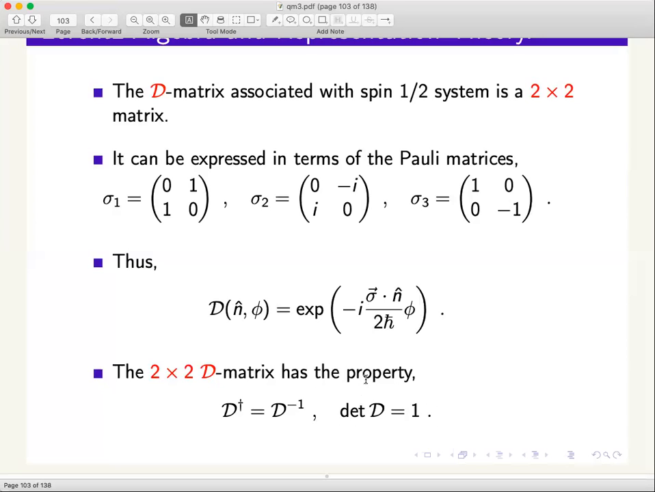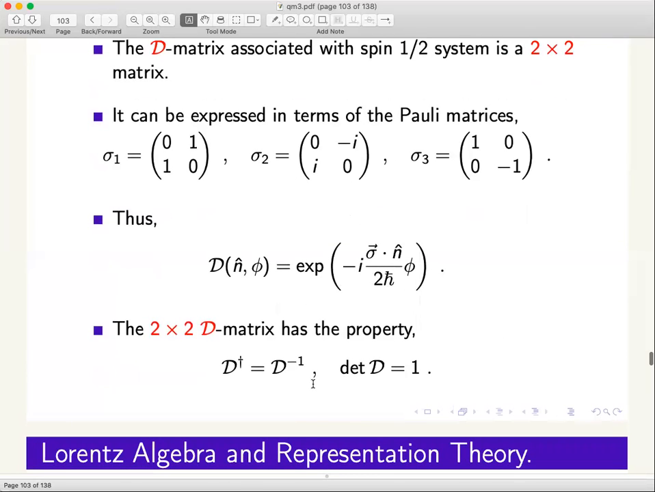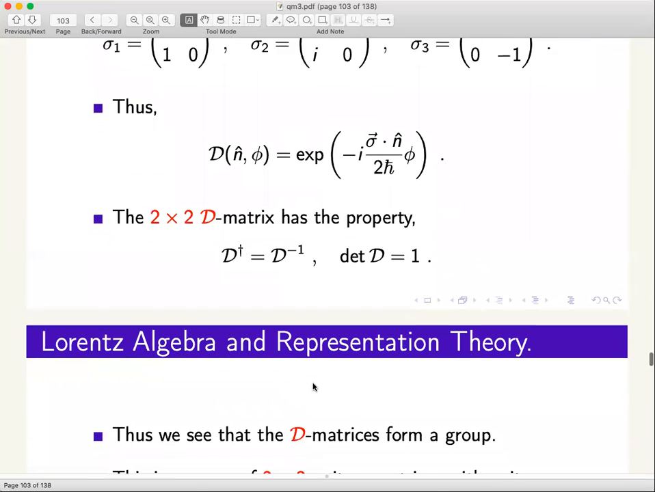Why is the determinant 1? Simply because the sigma matrices have a property that you could try expanding the exponential into cos phi plus i times sigma dot n times sin phi, and compute the determinant if you wish. You can check that the determinant is 1. So what you find is that you have 2 by 2 unitary matrices with unit determinant.